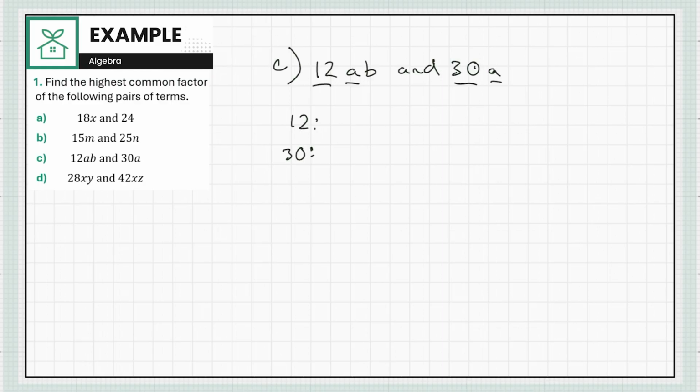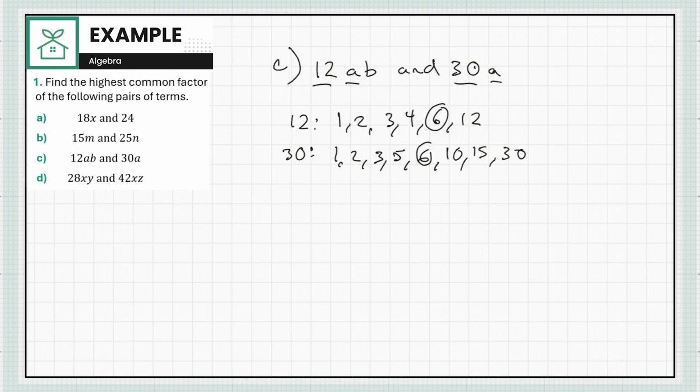So factors of 12 are going to be 1, 2, 3, 4, 6, and 12. And factors of 30 will be 1, 2, 3, 5, 6, 10, 15, and 30. So the highest common factor here is 6. But the highest common factor when we include the pronumeral is going to be 6a. Okay, so if we divide both of these terms by 6a, we will have the simplest versions, because that's the highest common factor.